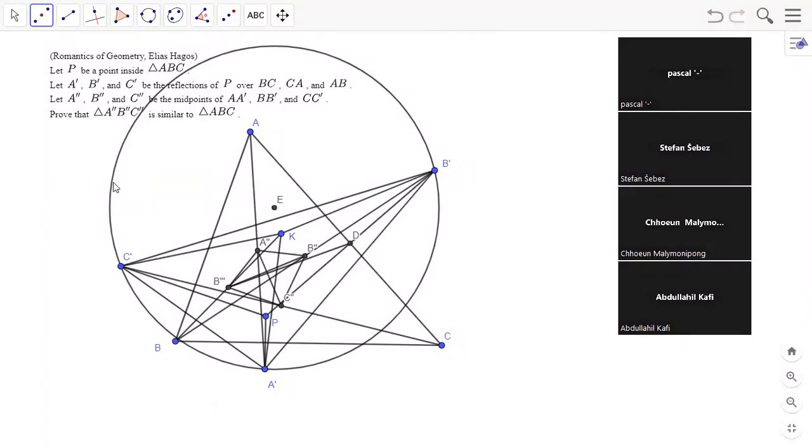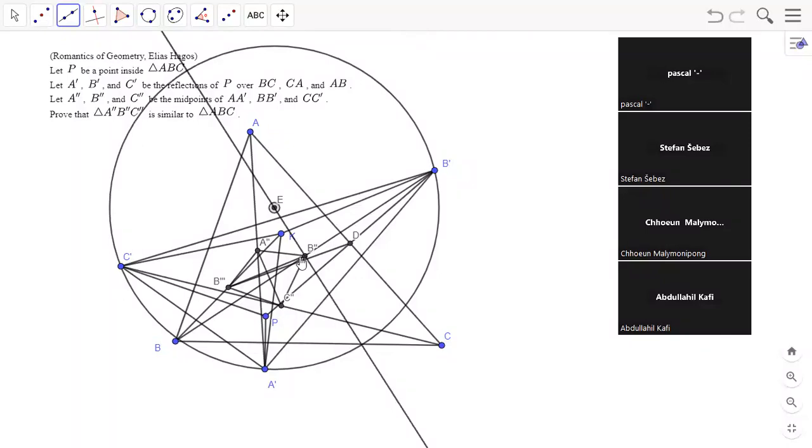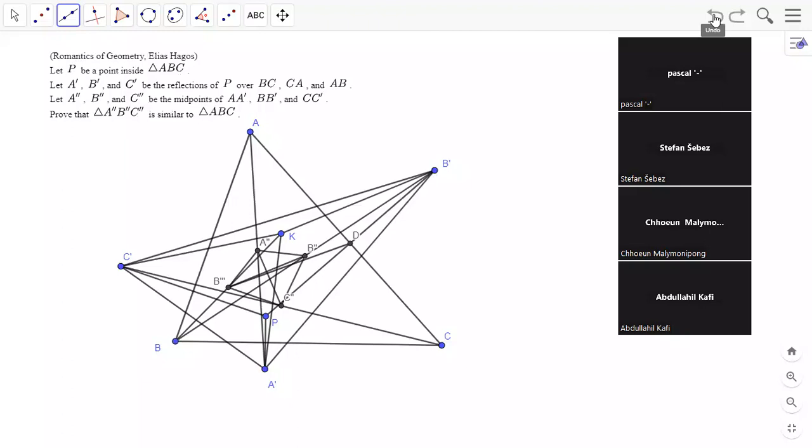So E is like the isogonal conjugate of P. Yeah, I'm not sure what we can do with that. So this is oriented the same way as this.